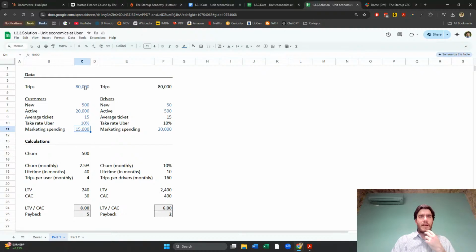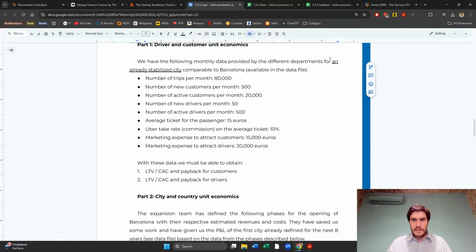So the goal here is to understand the two key parts of unit economics. The lifetime value, how much margin that customer is going to bring you during their lifetime with you, and the customer acquisition cost, how much it cost you to acquire that customer. And then we are going to analyze the proportion between the two numbers. Again, this is explained heavily in the theory. There is a tricky part that everyone asks about, and I admit it's a bit of a trick that I pulled in this case, which is the already stabilized city.